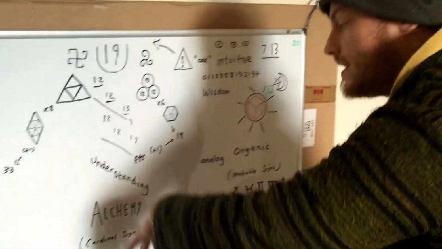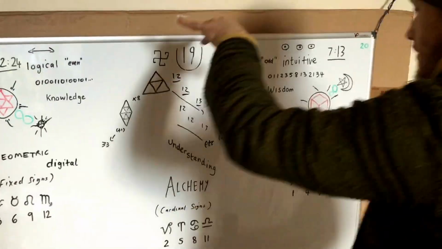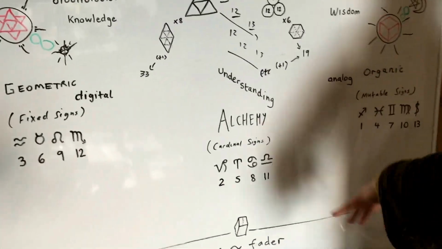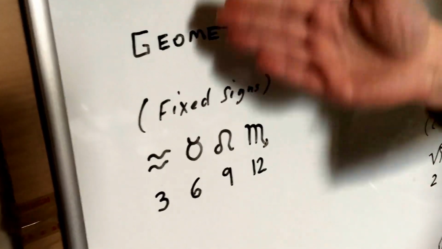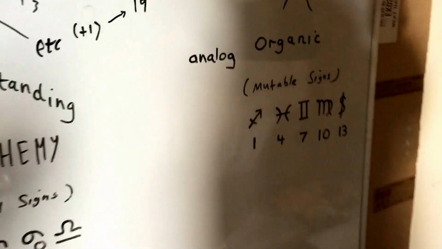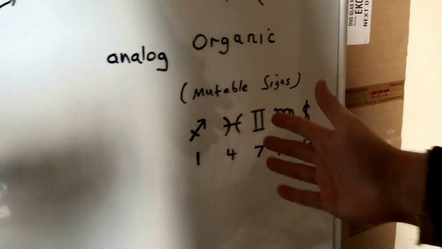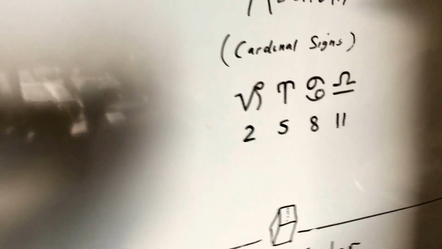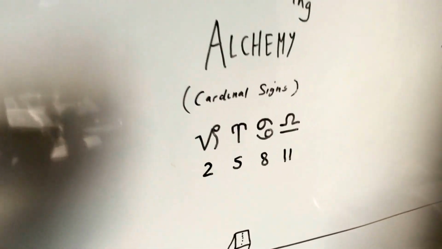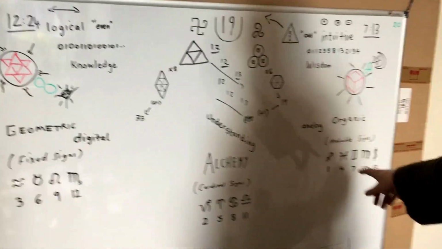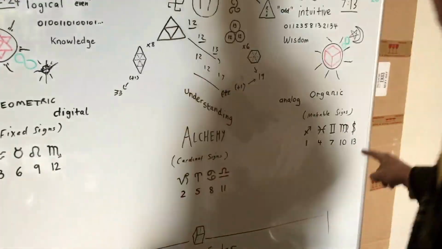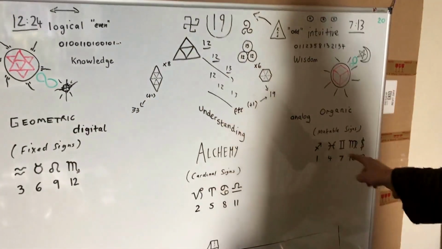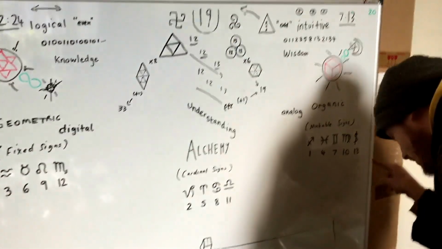And just recently I've added the signs. So the signs are the fixed signs, which is the geometric. The mutable signs, the changing signs, is organic. And the cardinal signs is the mixture of the two together, which is the alchemy. So starting here, you go 1, 2, 3, so Isaac Newton and myself, in fact. 4, 5, 6, 7, 8, 9, 10, 11, 12, 13.